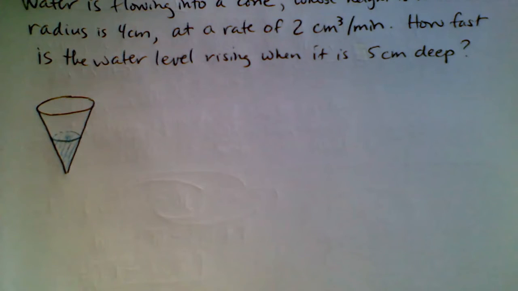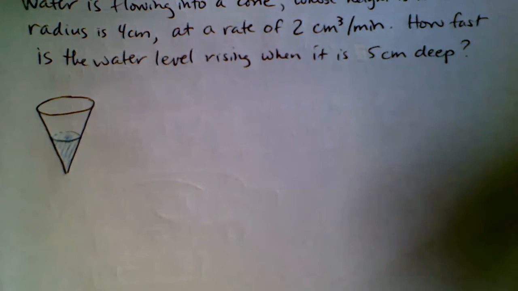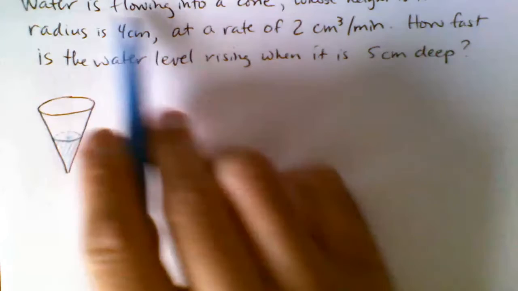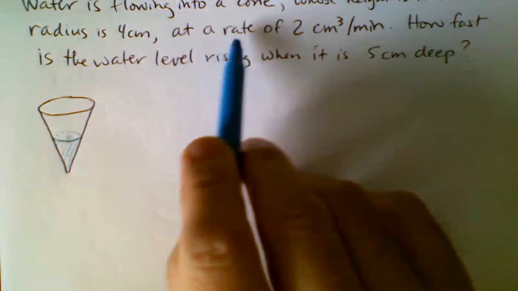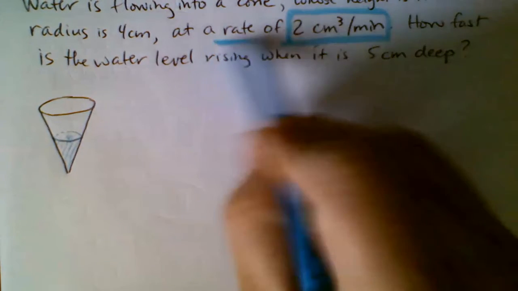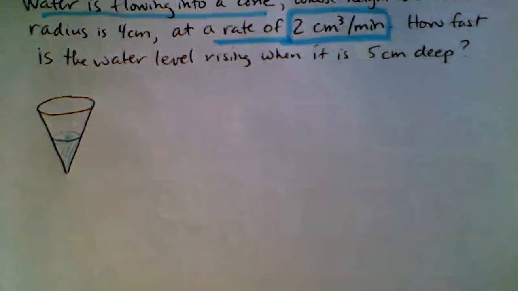Okay, so our first step is to translate the words in the problem into symbols, including the question itself. So let's look for things that we can translate. So water is flowing into a cone at a rate of 2 cubic centimeters per minute. So for this part in blue, that's telling us how the volume is changing.